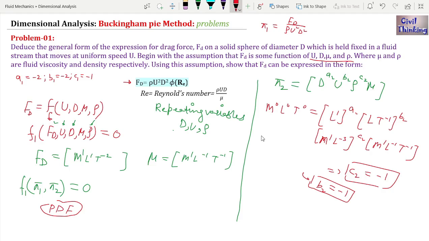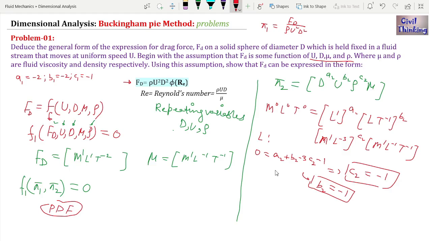Now let me equate the power of L. So 0 is equal to a2 plus b2 minus 3c2. What is the L power here? It is minus 1, right? See, the power of L here is a2, a2 multiplied by 1 is a2. So it is a2 plus b2, b2 will be in the power of L. Here it is minus 3c2, and here is minus 1. Now c2 is minus 1, b2 is minus 1.